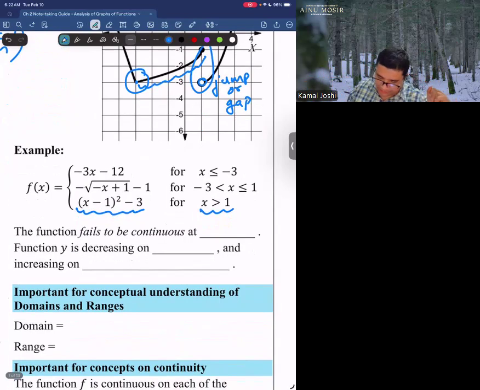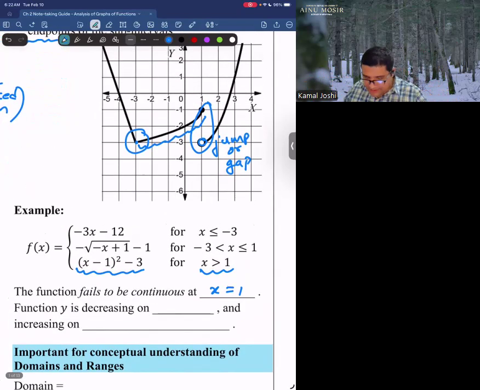So I will fill in the blanks now. The function fails to be continuous at x equals 1. Okay. And let us also write where it is decreasing and increasing. The function y is decreasing, if you see from the left, from -infinity until it reaches the value -3. Okay. Now from -3 to the right, it is increasing.